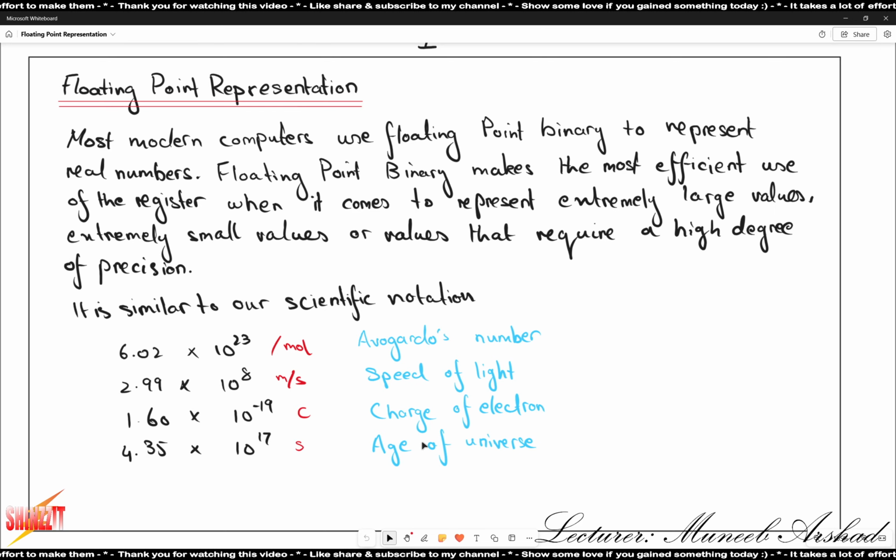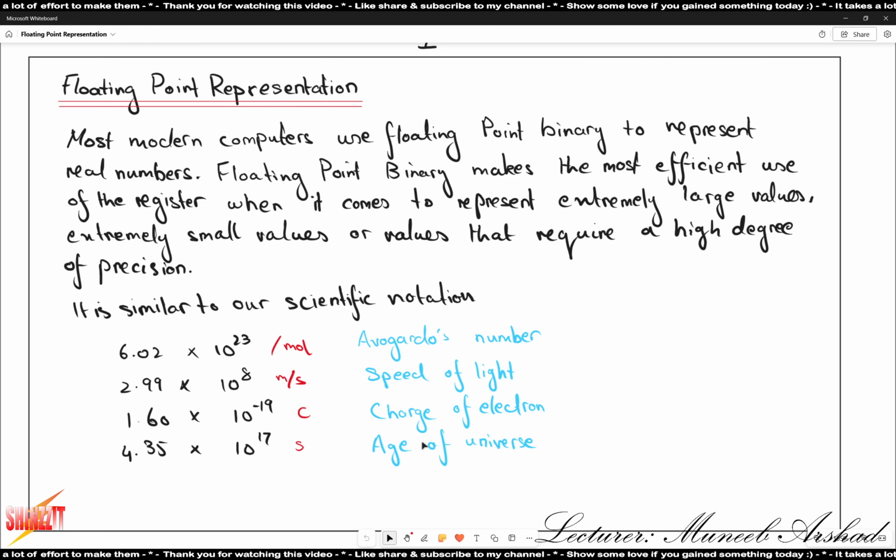When we say real numbers, it actually refers to a number which has a decimal in it. So how does the computer interprets or the computer actually tries to deal with or store them or tackle the numbers which have a decimal? And when we talk about the real numbers, we talk about the floating point representation. So most modern computers use the floating point binary to represent the real numbers.